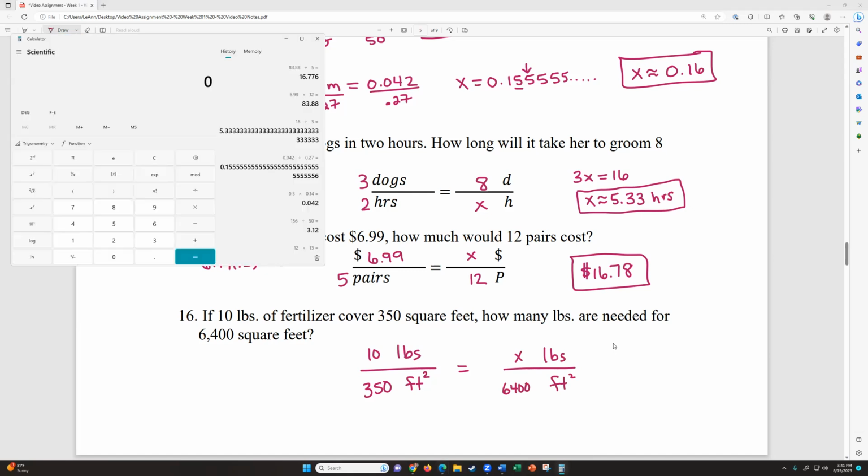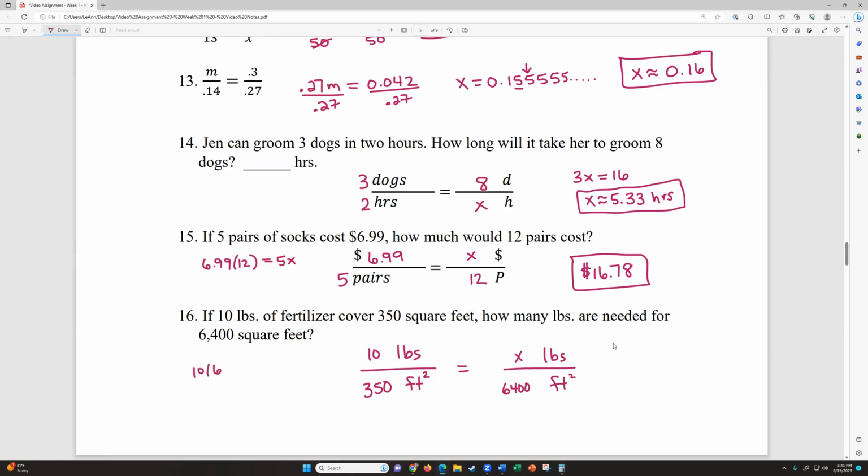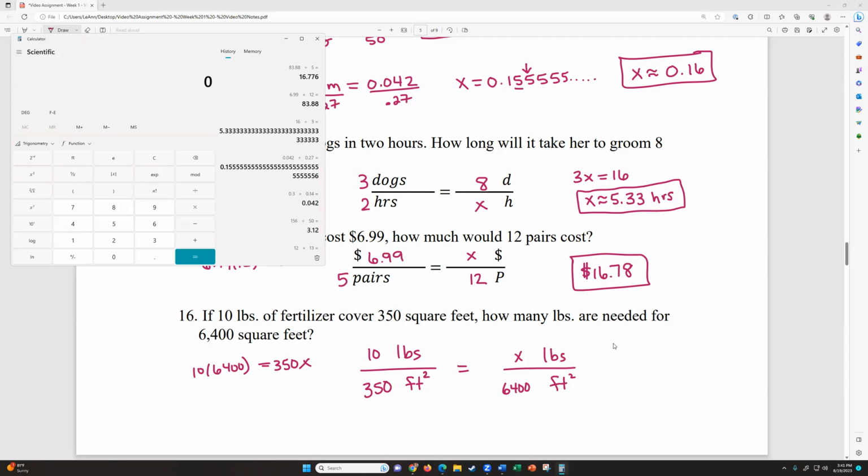Okay, so I'm going to be multiplying. I'll go ahead and write down 10 times 6,400 equals 350 times x. That's my showing my work part. And then on my calculator, I know I'm going to be doing 10 times 6,400. Get that and divide it immediately by the 350.